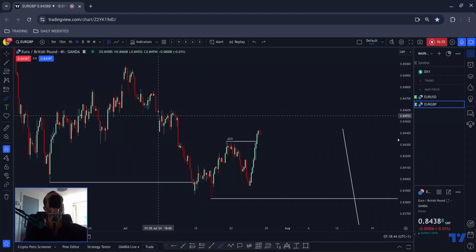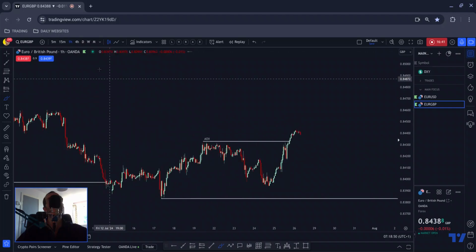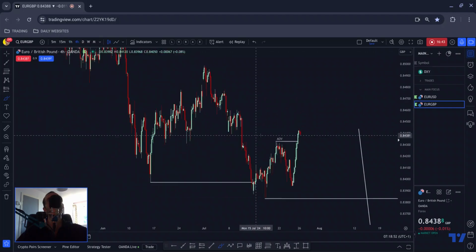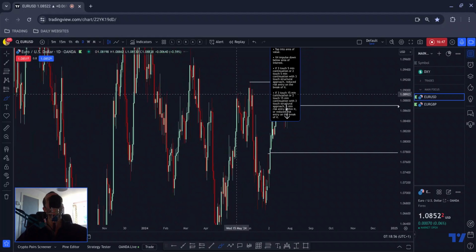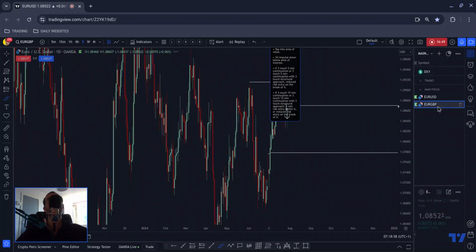So what I'm looking for today, and you might be thinking, well, surely this looks cleaner than Euro Pound, than Euro Dollar. Well, it does on the lower time frames, but I'm not prioritizing the lower time frames. I'm prioritizing the higher time frames, which is what the professionals are doing.